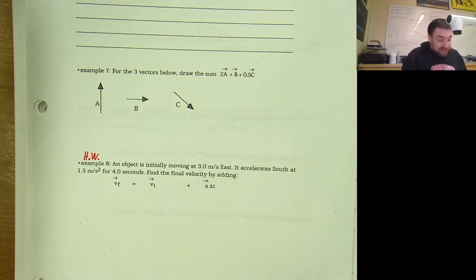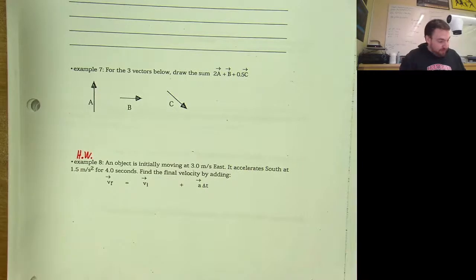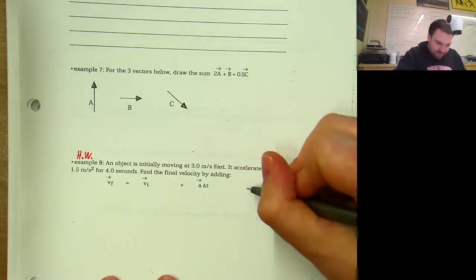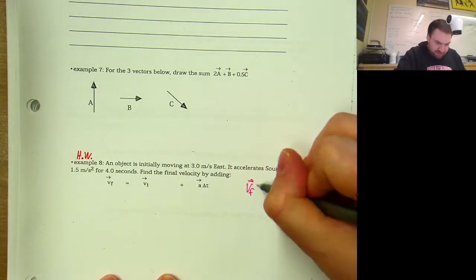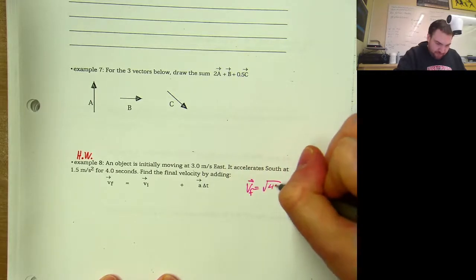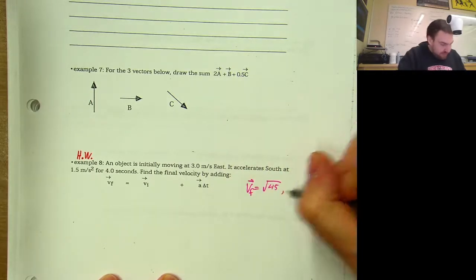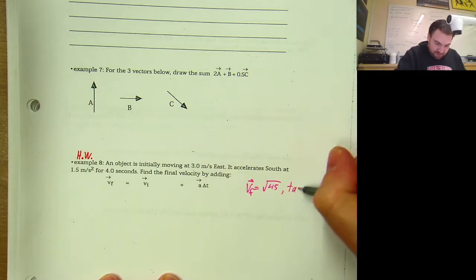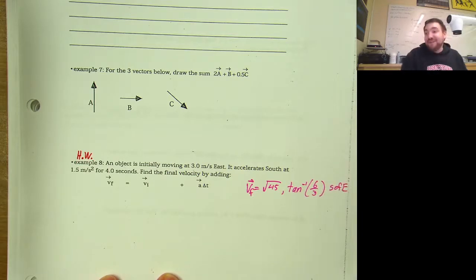I'll tell you what the answer is so that you can verify that you've got it properly. I don't have the values exactly, but what I've got is this. You want the square root of 45, and you want the tan inverse of 6 over 3 south of east. So that's what I've got for you. See if you can get that.